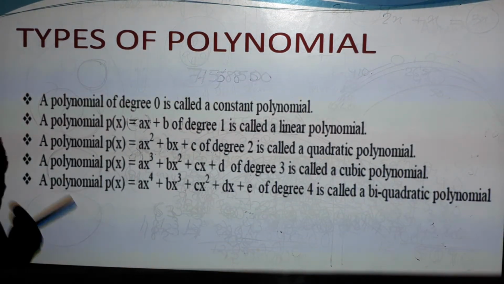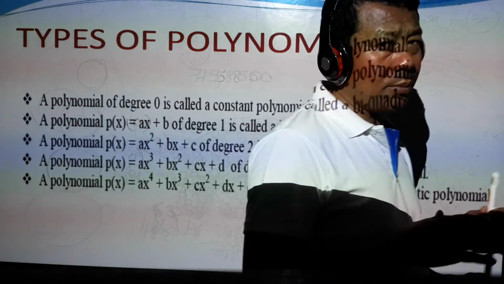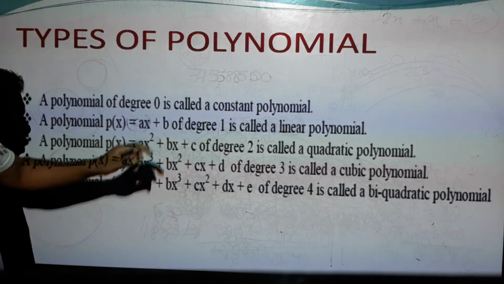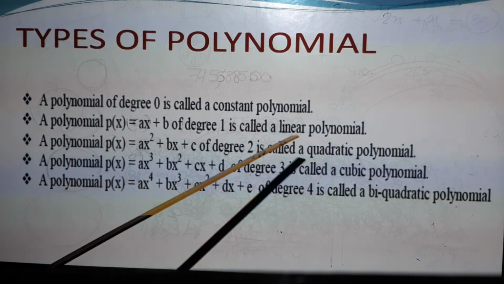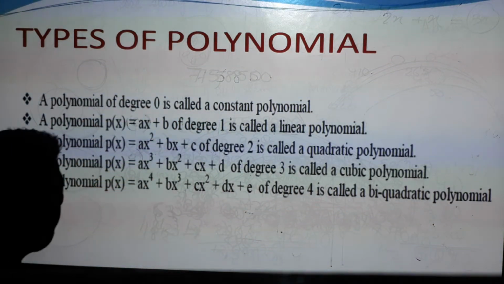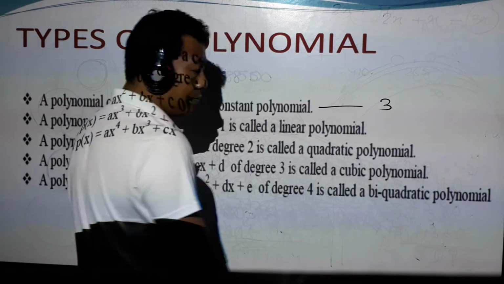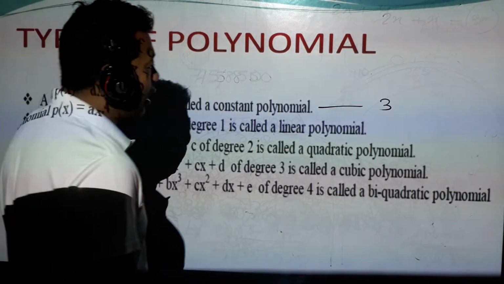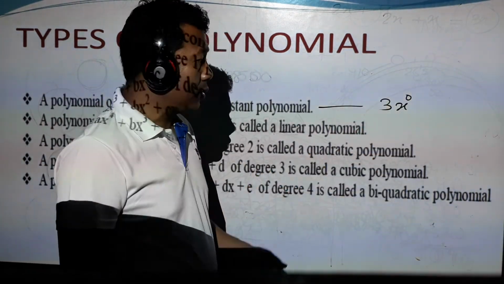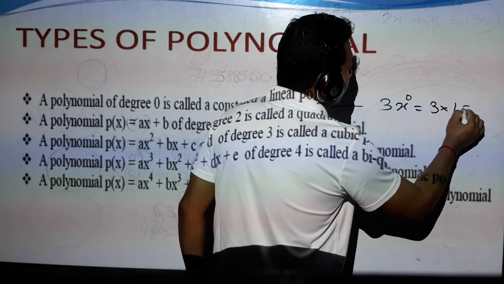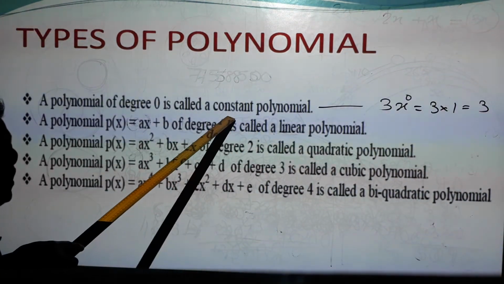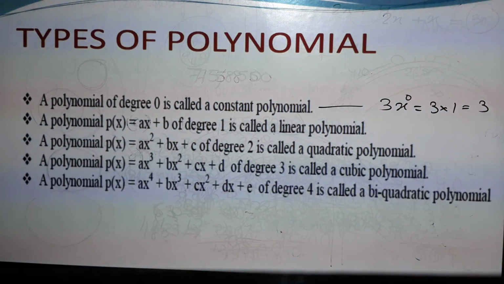Types of polynomial based on degree. Based on degree, polynomials are divided into different types. A polynomial of degree 0 is called a constant polynomial. For example, you can have 3. There is no variable. If you want to add a variable, you can add x like this. x to the power 0 is nothing but 1, so you can write 3 into 1, that is 3. This type of polynomial is called a constant polynomial because the degree is 0.